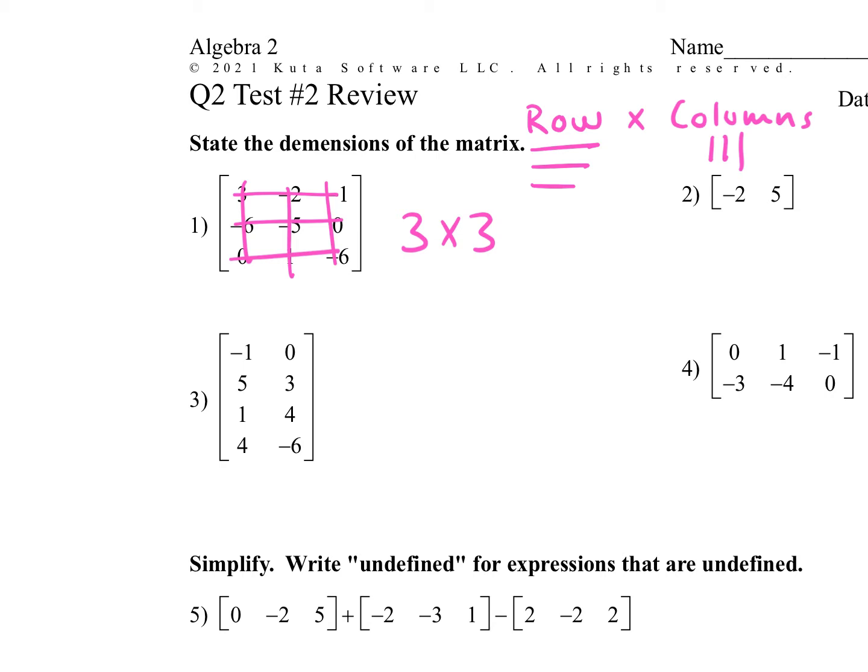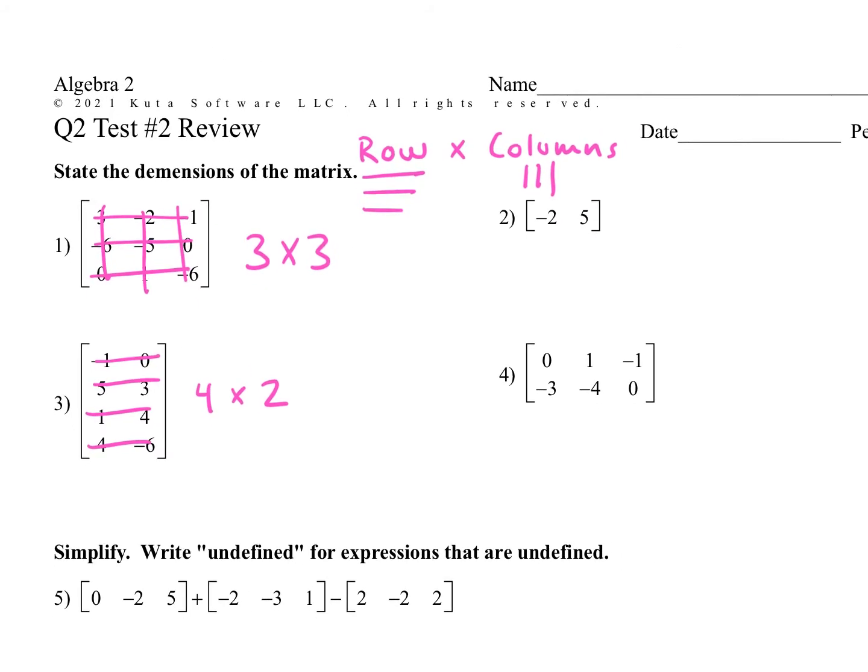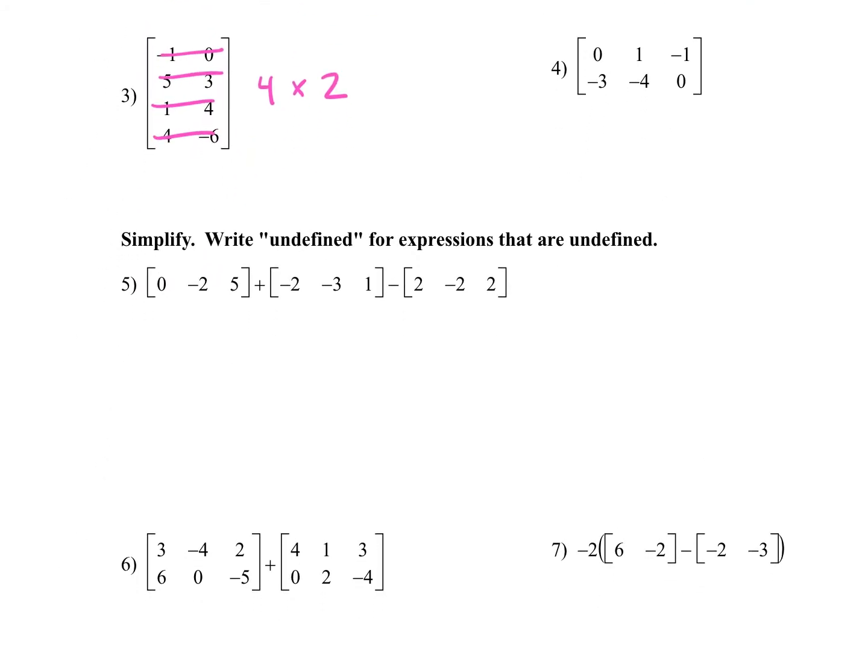So number 3, how many rows do we have? 4. 4 rows and how many columns? Awesome. So it is a 4 by 2. What about number 2? How many rows do we have? 1 row and how many columns? 2. Awesome.